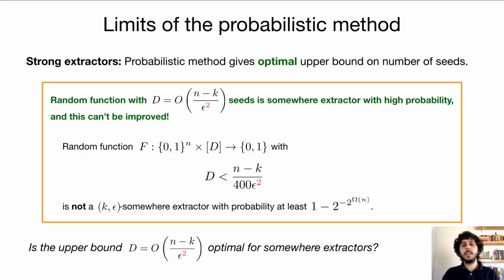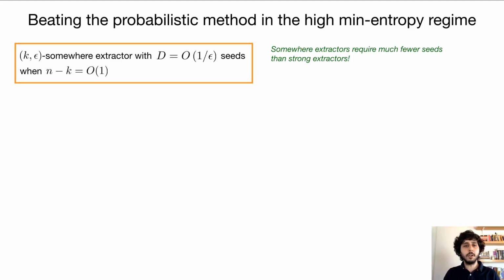Surprisingly, we are able to show that this is false, because we are able to beat the probabilistic method in some regimes. In particular, we show the existence of a somewhere extractor where the number of seeds scales like 1 over epsilon, while in comparison the probabilistic method would give 1 over epsilon squared seeds, which is much larger. This holds when the min-entropy requirement for the weak source is very large. In particular, this implies that, surprisingly, somewhere extractors require much fewer seeds than strong extractors. And so the naive solution that is used for probable extraction is actually suboptimal.